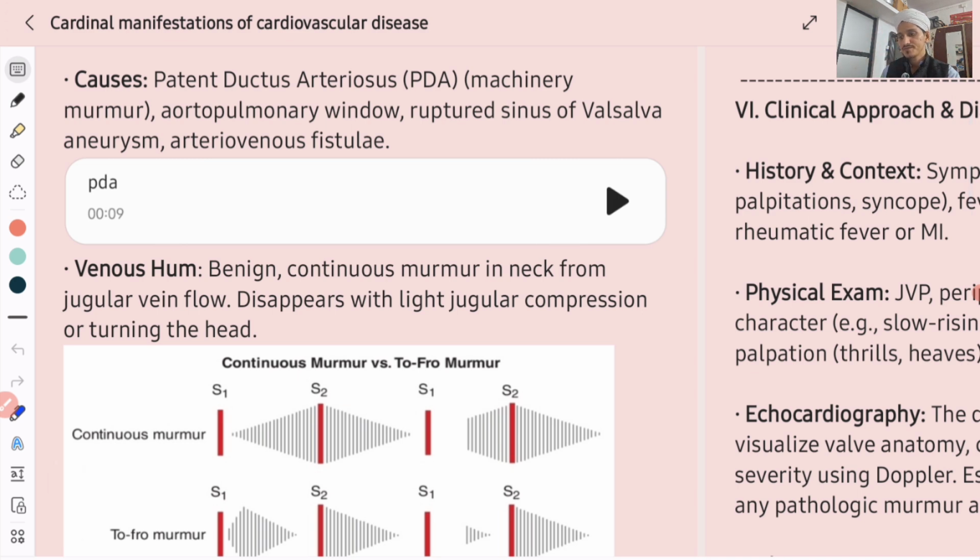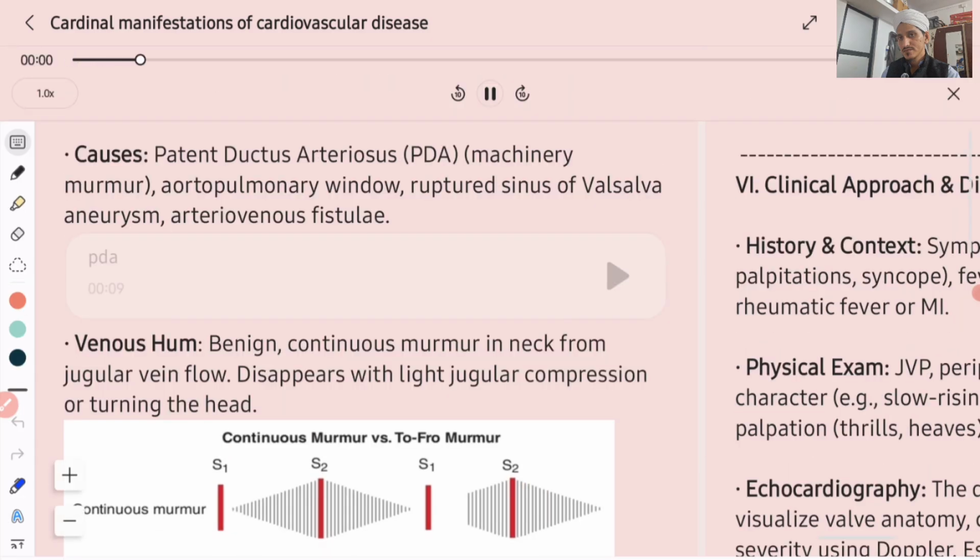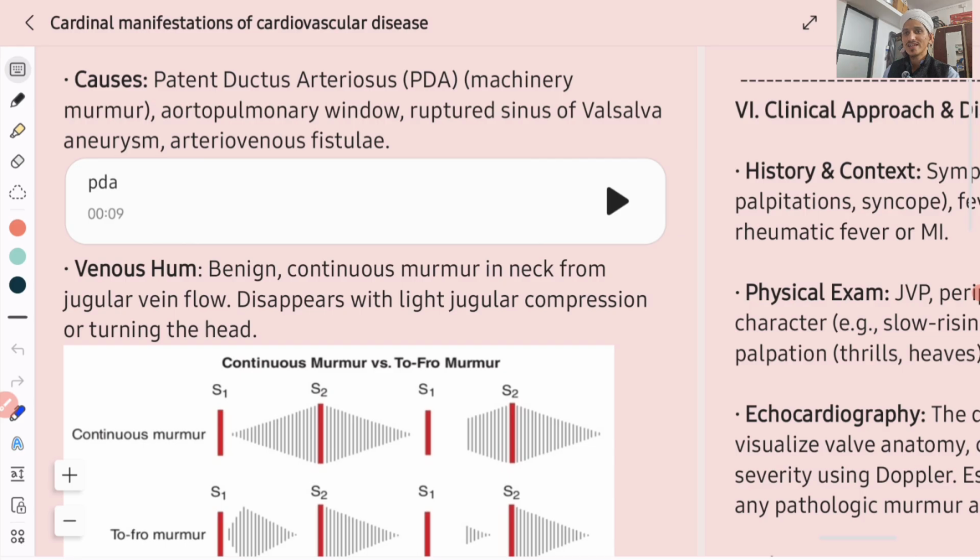So sound is decreasing, increasing, but it is continuous during the systole and diastole, like a machine type. One more time. This also looks like the sound of a moving train on the track.